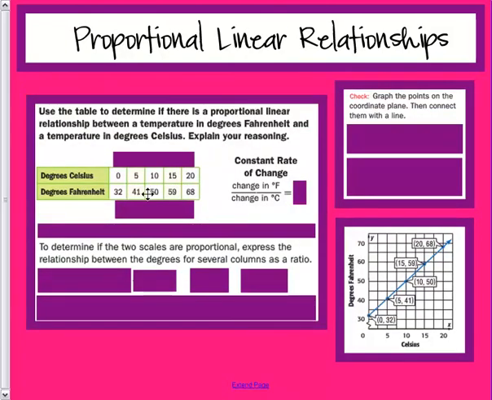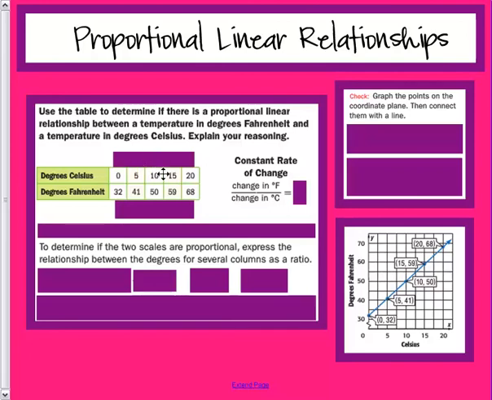Let's look at this one, okay? Go ahead and try this one on your own. Use the table to determine if there's a proportional linear relationship between a temperature in degrees Fahrenheit and the temperature in degrees Celsius. So looking at this, what's the rate of change? Find that first, the constant rate of change, and then look at your dVs over your IVs, okay? And see what happens. All right, pause the video, go ahead and try it. I'm going to go through it right now.